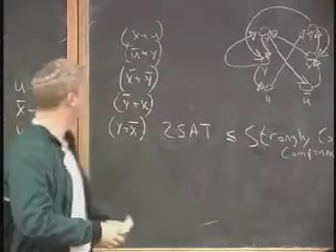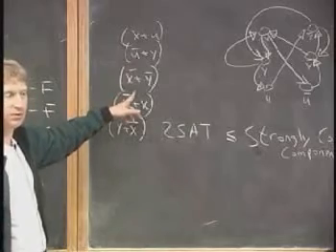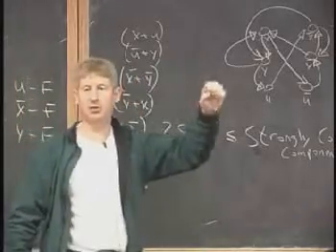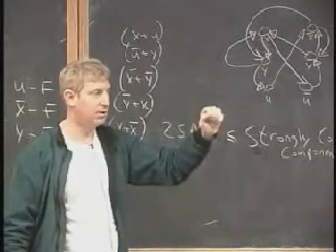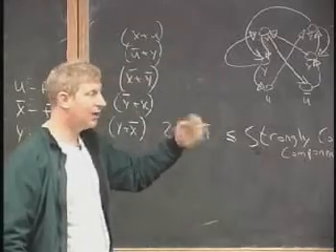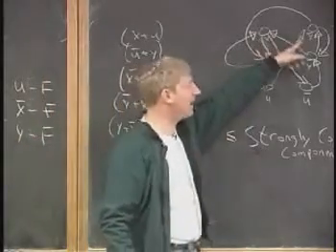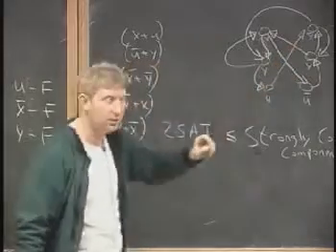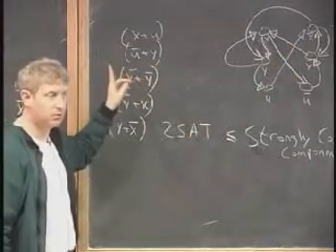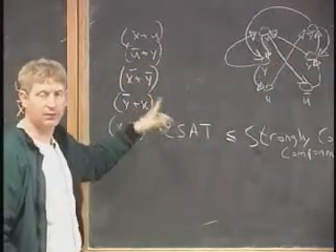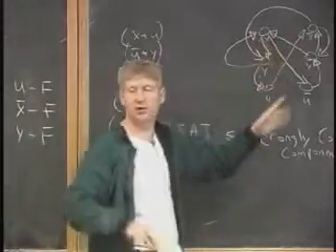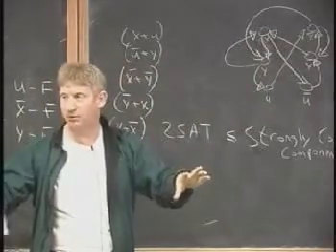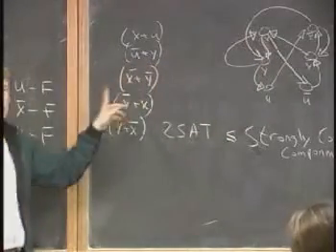How do I figure out whether the answer to this is true or false? I look in each of the collapsed nodes, in each strongly connected component, and I ask myself, do any of them contain a variable and its complement? If they do, the answer to this is no. And if they don't, if all the complements and variables are in different strongly connected components, then the answer to this is yes, I can do it.